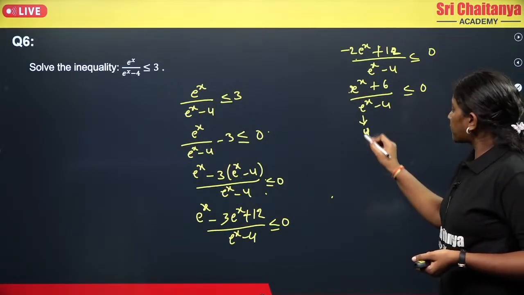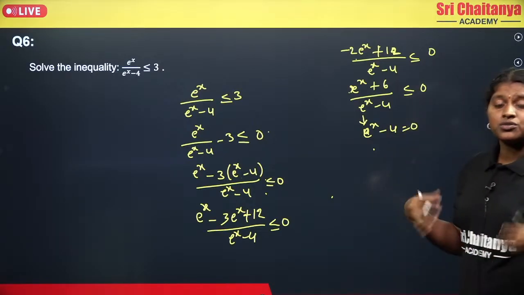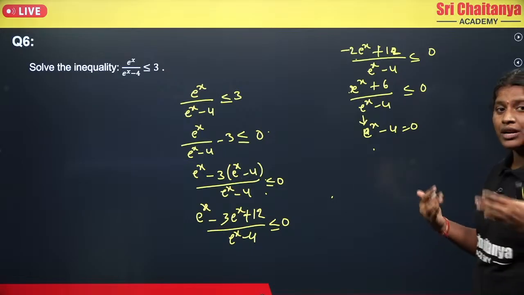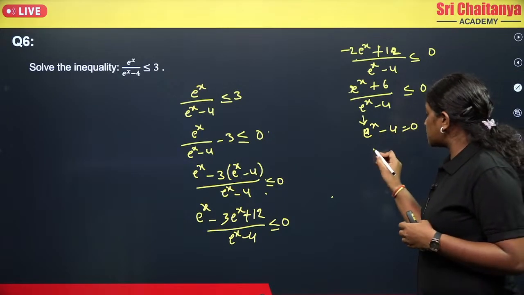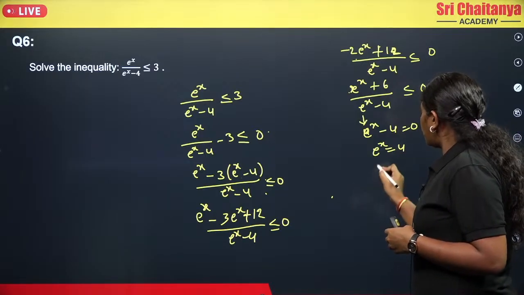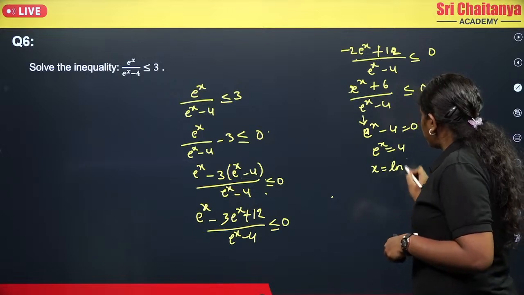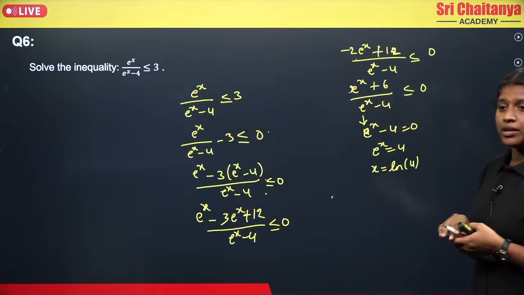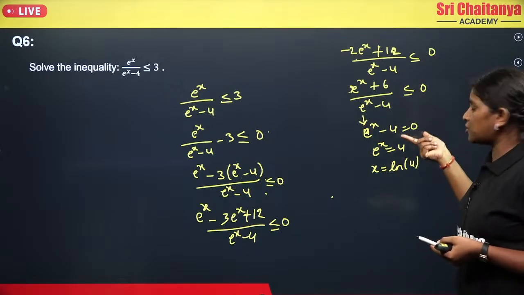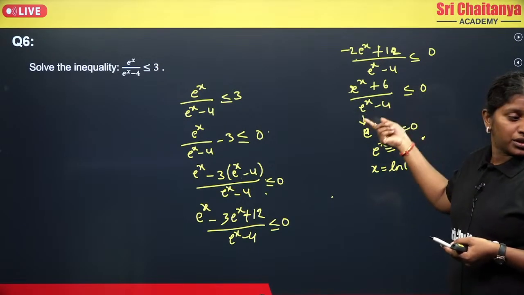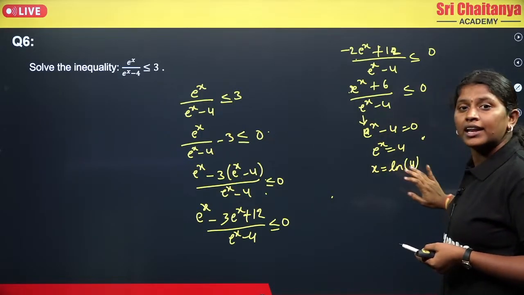So coming to here, e power x minus 4 equals to 0. It means you are just going to find what are the intervals you are having for your x. So for that reason, first of all, we are going to consider e to the power x minus 4 equals to 0. So e to the power x equals to 4. From there, taking ln on both the sides, you will get x equals to ln of 4. So if you are having your x value as ln of 4, you will be getting the 0. But here you should take the values of x such that it should be not equals to ln 4.